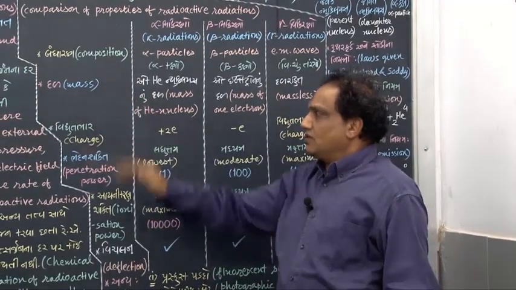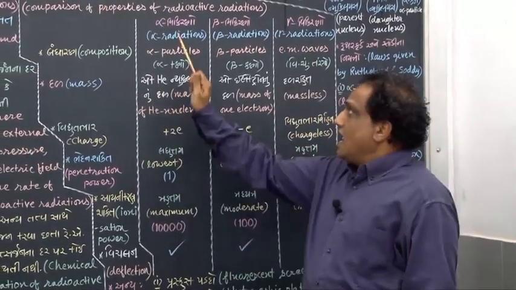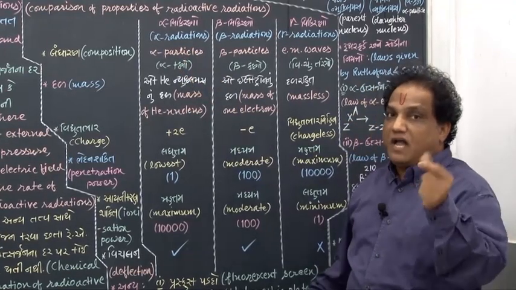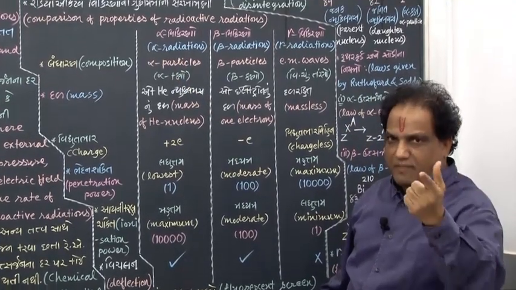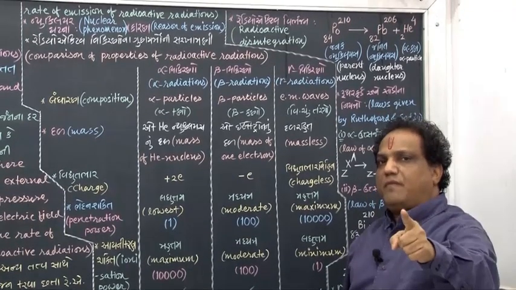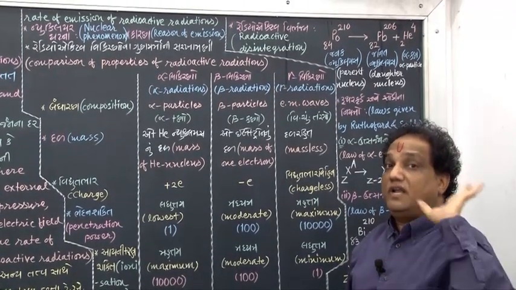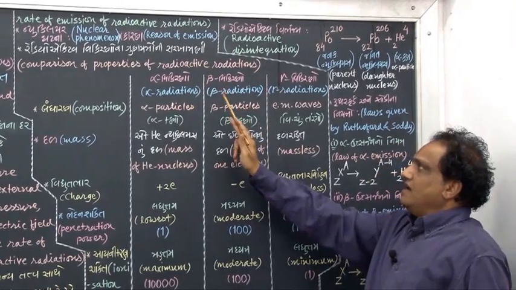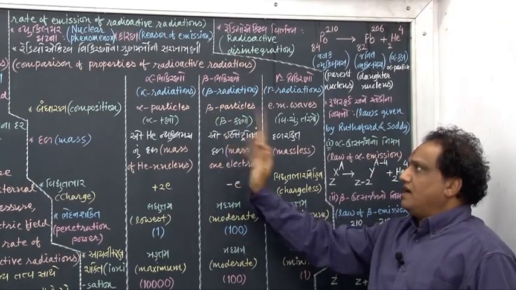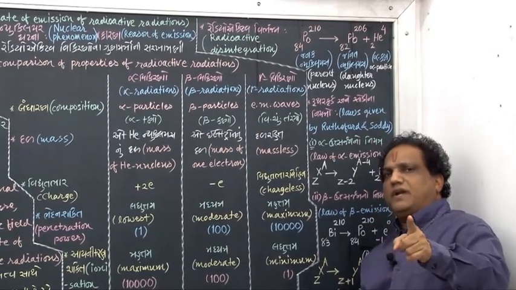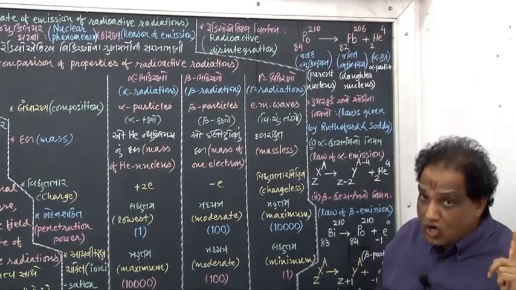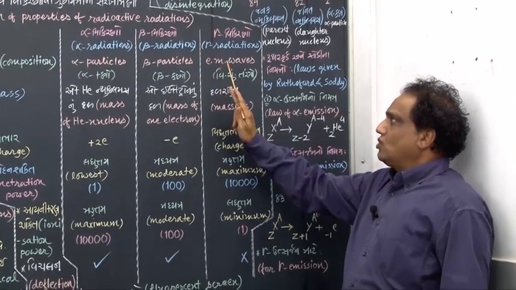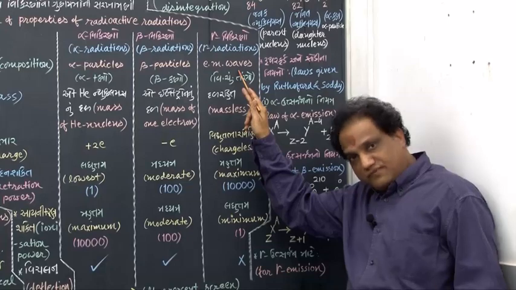First aspect, composition. Alpha radiations are made up of alpha particles, and each alpha particle is none but one helium nucleus. Beta radiations are made up of beta particles, and each beta particle is nothing but one electron. Gamma radiations are nothing but electromagnetic waves. Simple.